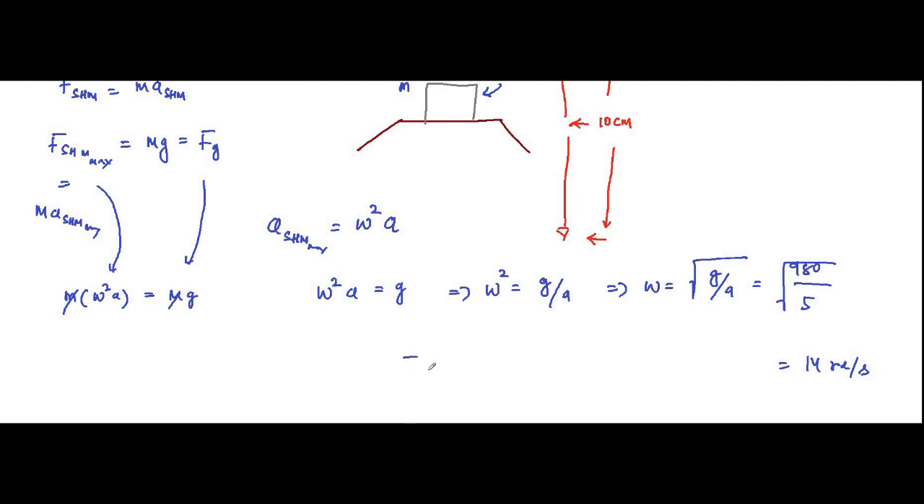Now we know that the time period is equal to 2 pi by omega. So that is equal to 2 pi by 14, which is coming around 0.449 seconds. So this is the thing. The time period is equal to 0.449 seconds, which we had to calculate.